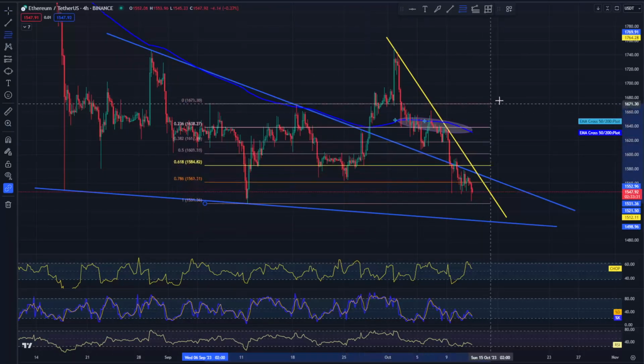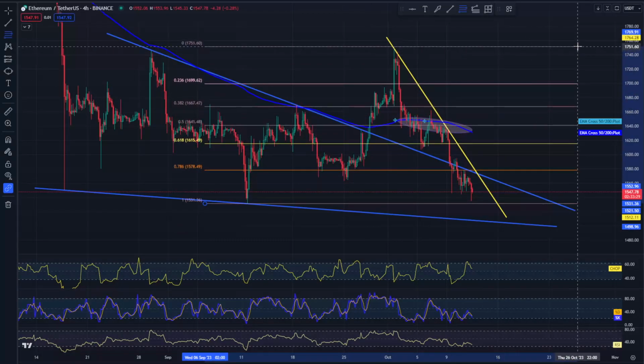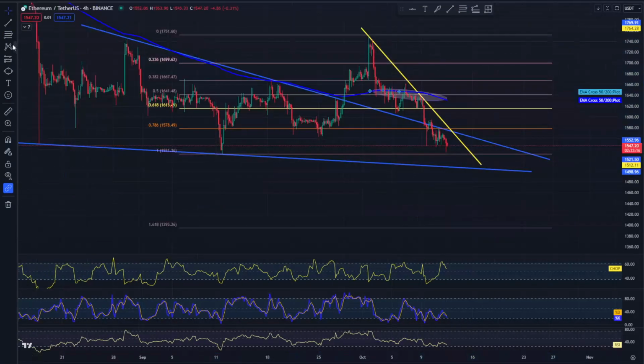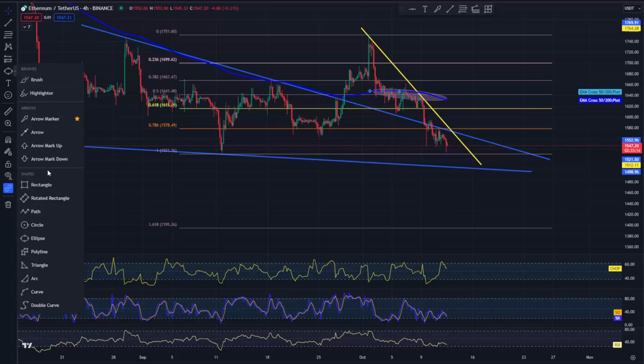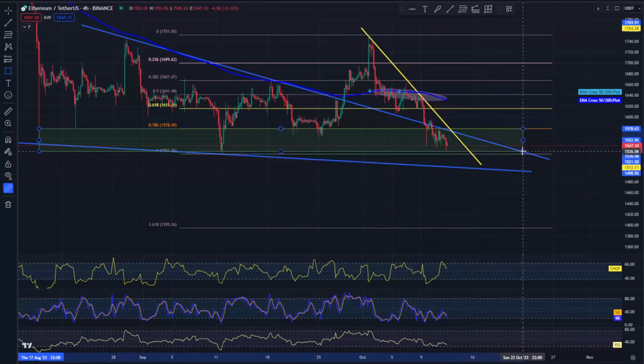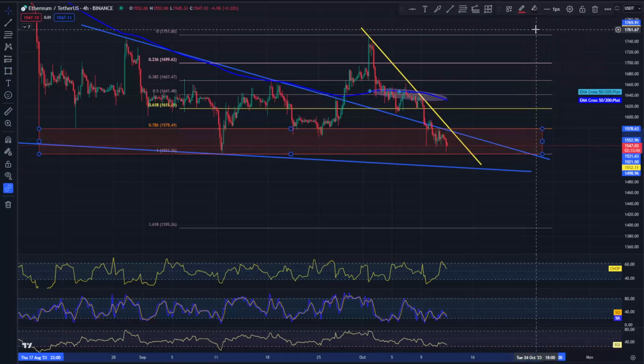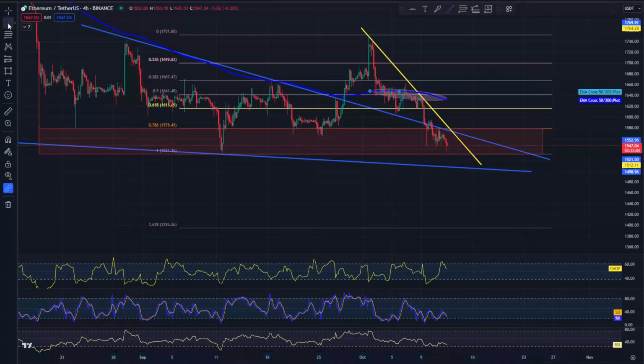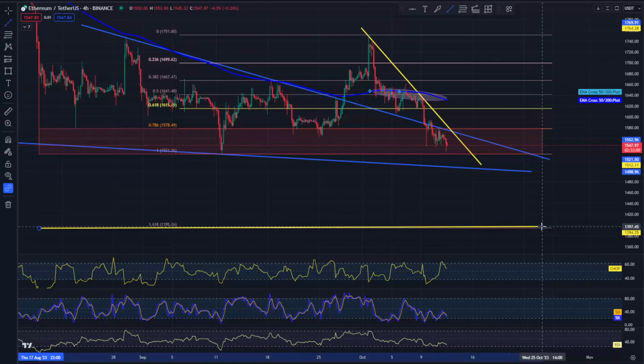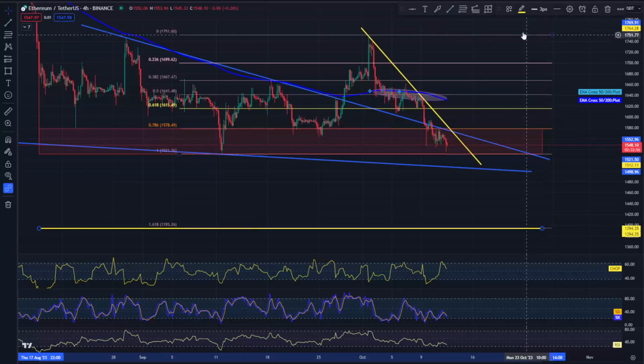Now let's move on to marking the support places. We will use the fib retracement tool to mark supports, and as you can see, at first the price remains at the lower limit of the strong support zone from $1,578 to $1,531, but if it breaks below, we may see a drop to the support level of $1,394.